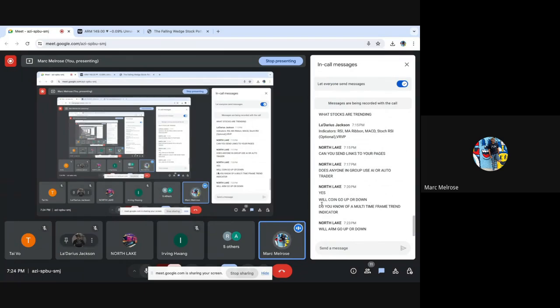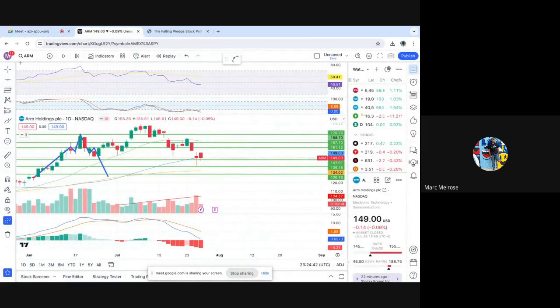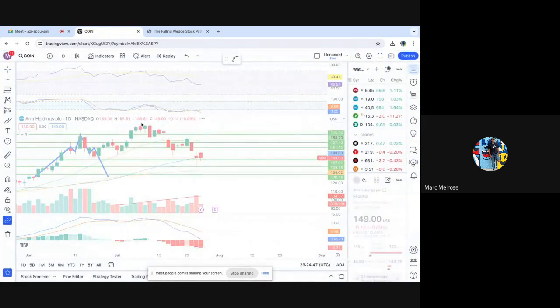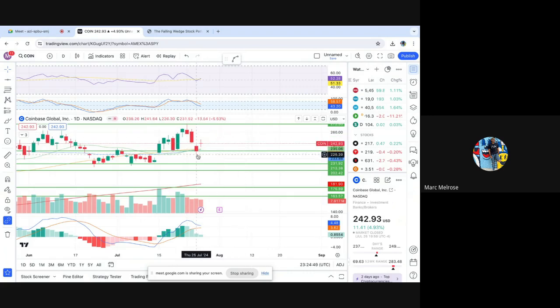Will Coinbase go up or down? Again, we'll have to wait for the market to open to see. If Coinbase was to go up, we want to see it open up green on Monday, and if it goes up, it's going to go to 271 or 270. That's where it can potentially make it to. Again, we want to make sure the market opens up green.